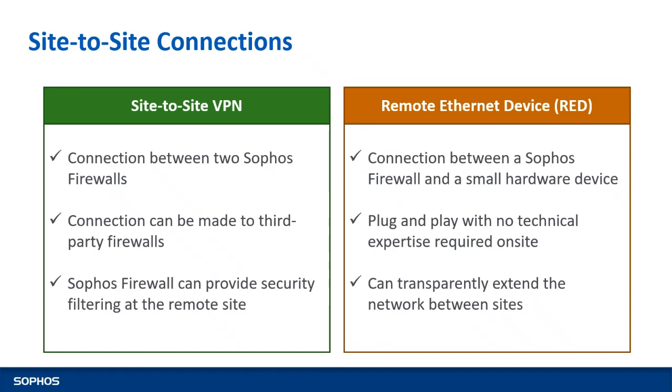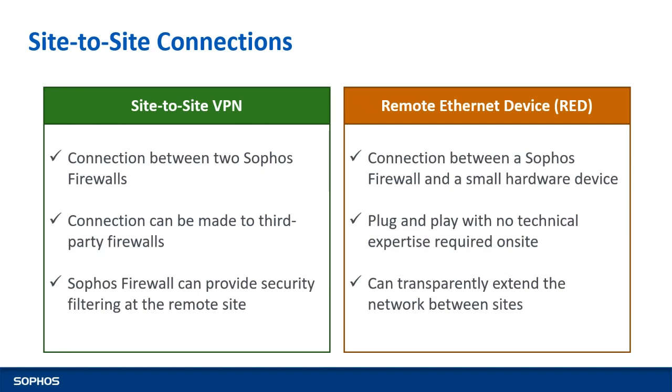If we look at a high-level comparison of the two connectivity options, there are some key differences. Okay, site-to-site VPN and the RED. The site-to-site VPN can be used to create an encrypted tunnel between two Sophos firewalls, or between a firewall and another device that supports the protocols. Having a firewall at the remote site also allows you to provide the same level of on-site security filtering without sending all traffic through the VPN.